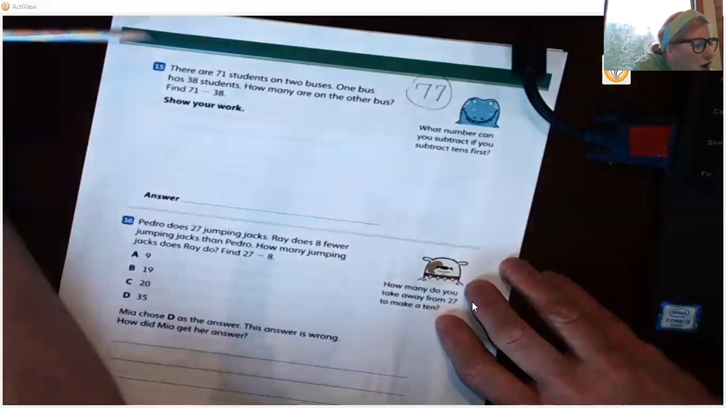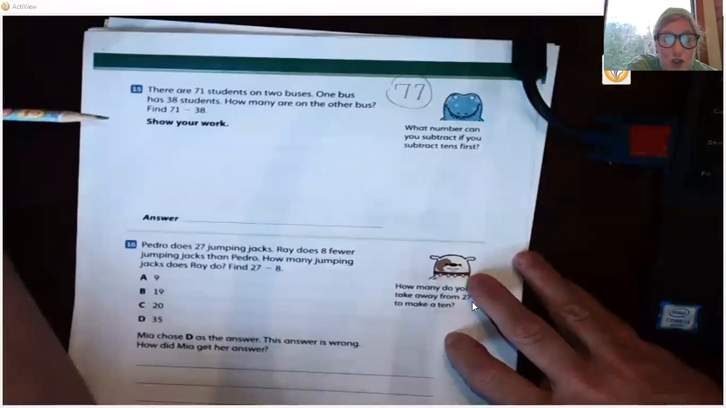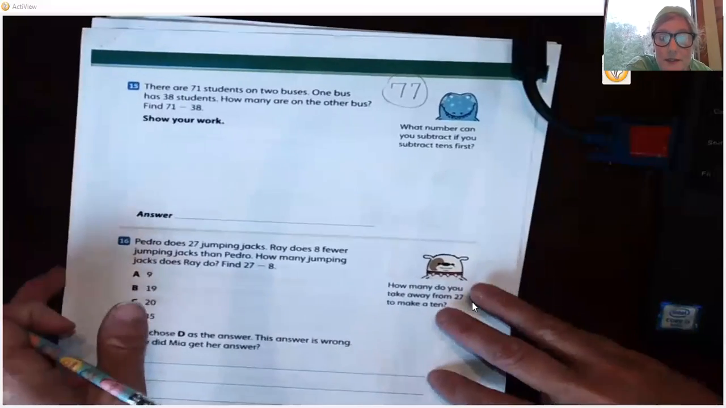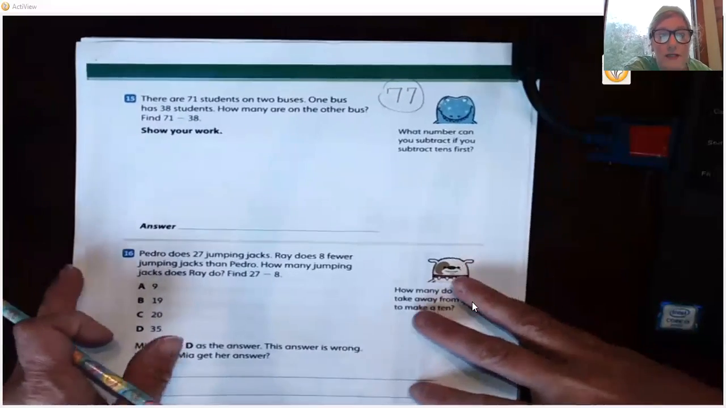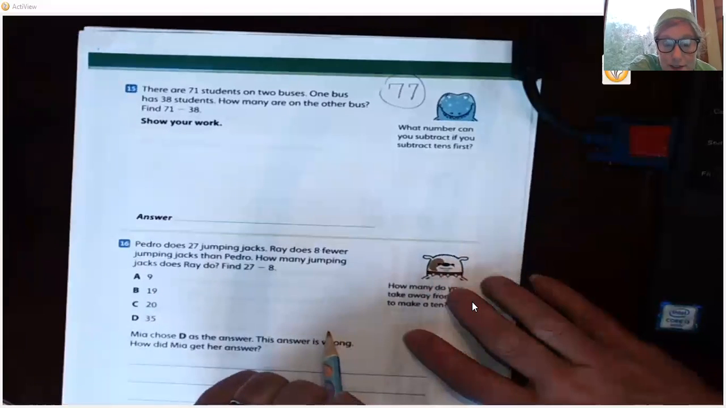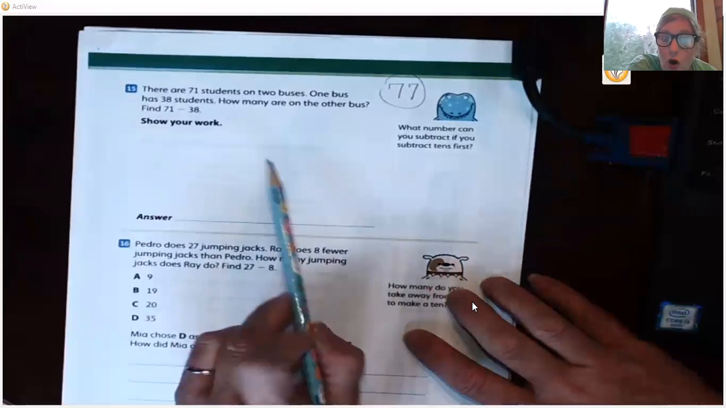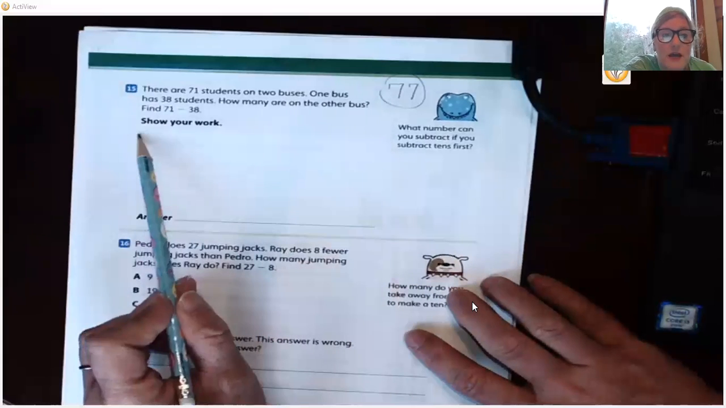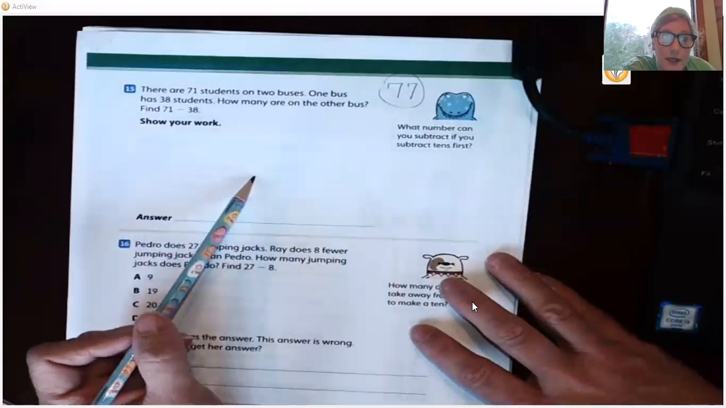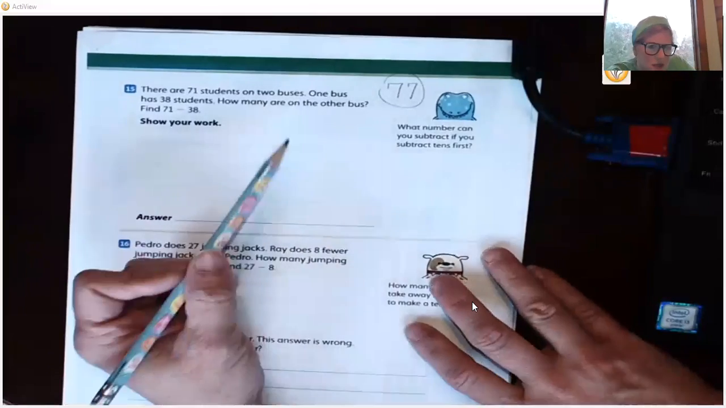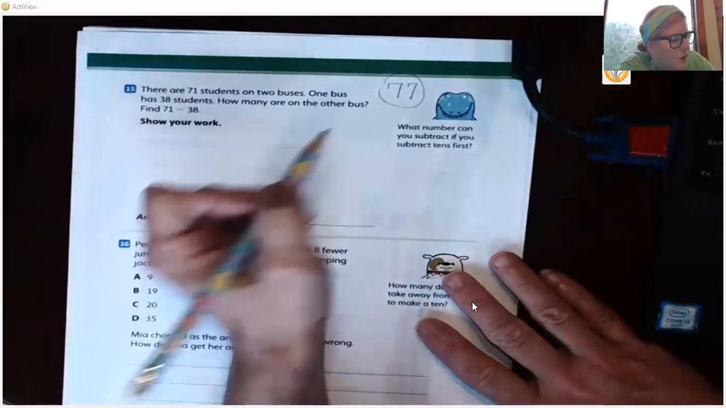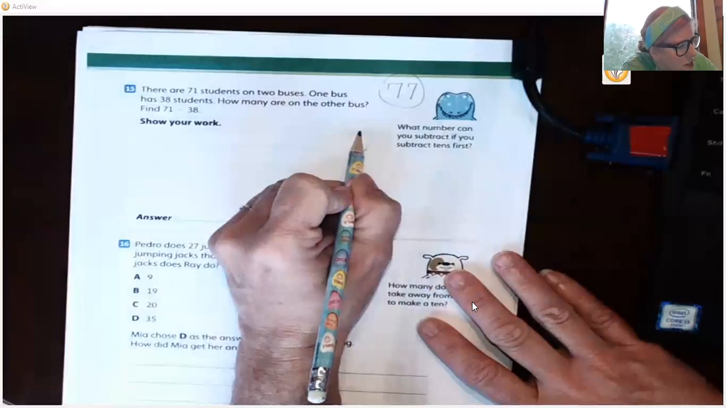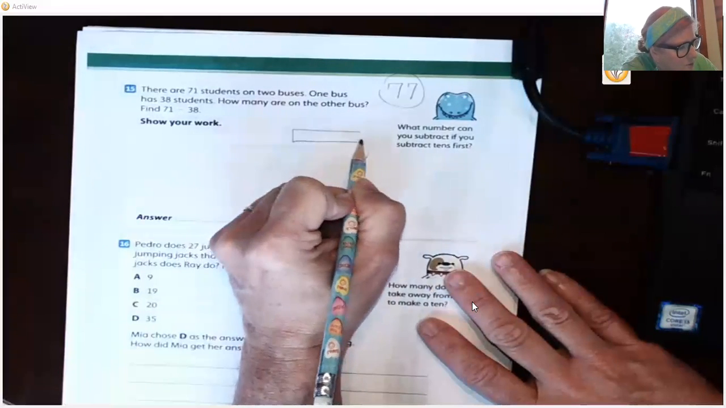All right, there are 71 students on 2 buses. One bus has 38 students. How many are on the other bus? Find 71 minus 38.